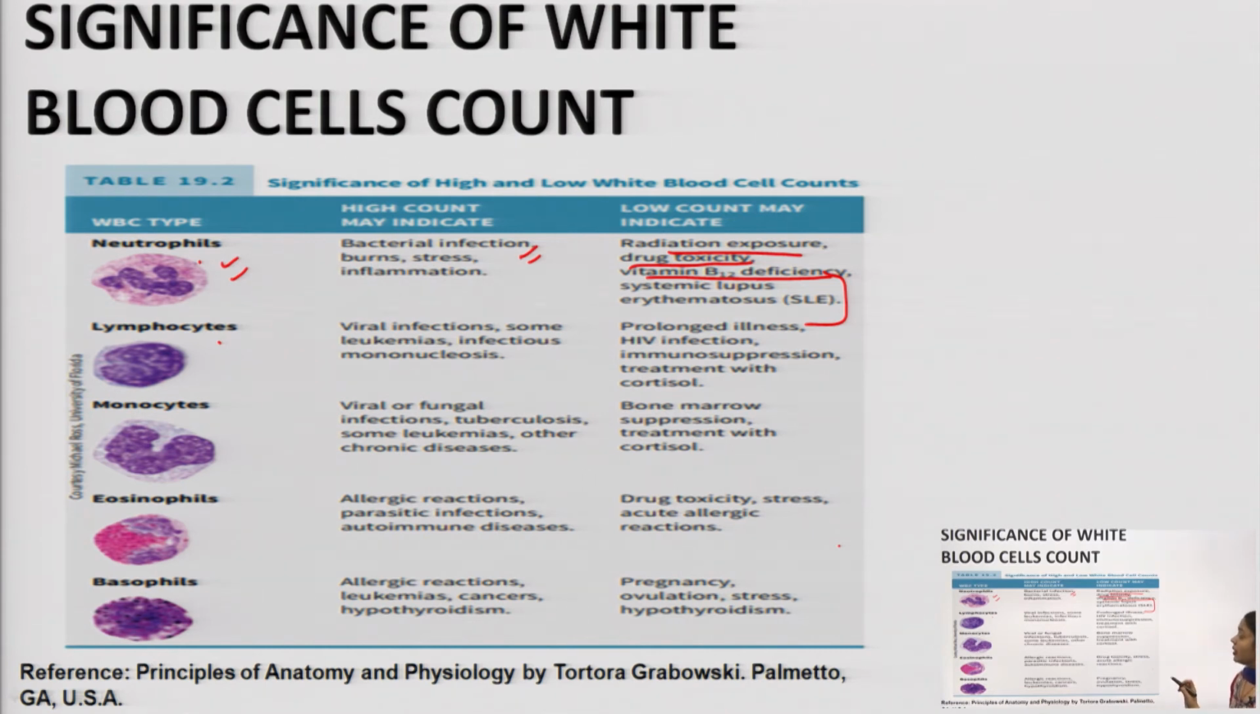Here you are seeing that in some conditions two types of cells are affected. For example, in allergic reactions, eosinophils and basophils both are increased. In leukemias, monocytes and lymphocytes are increased. Same in the low count also. In drug toxicity, the neutrophil and eosinophil counts are decreased. And with cortisol treatment, the lymphocytes and monocytes are decreased.